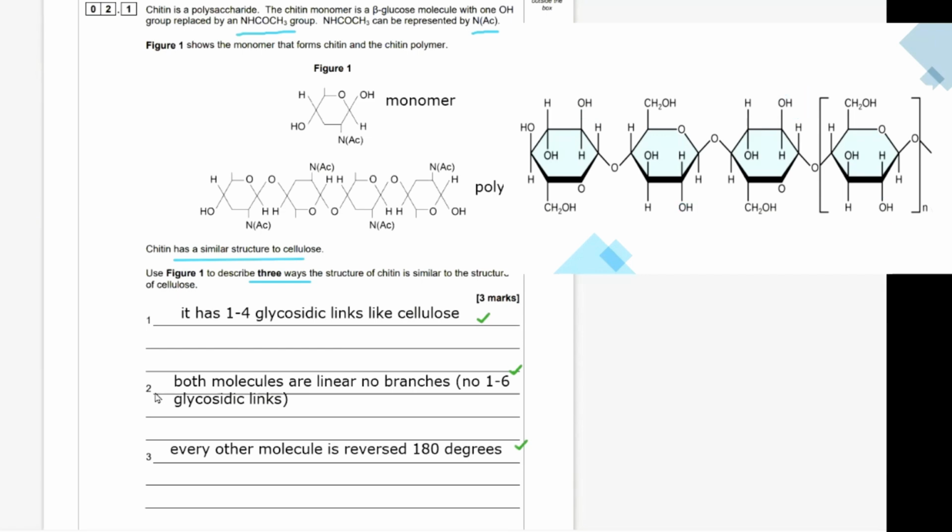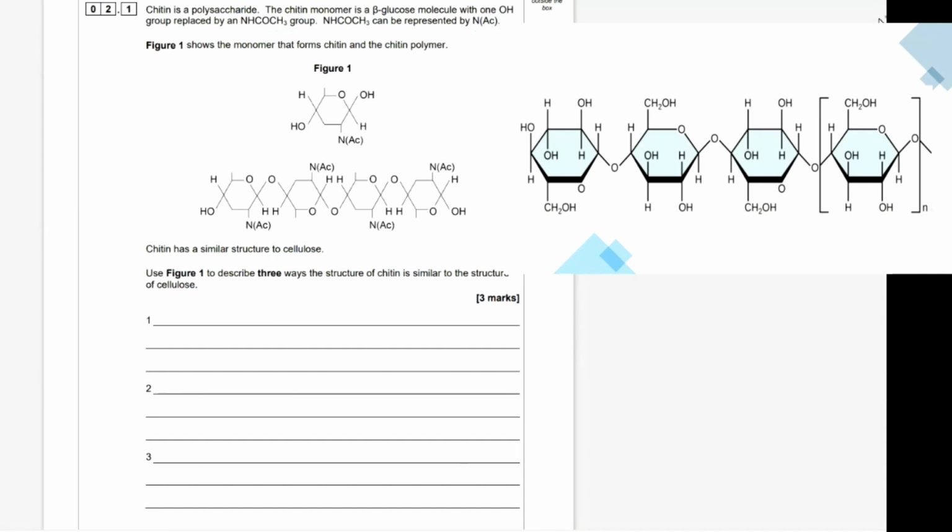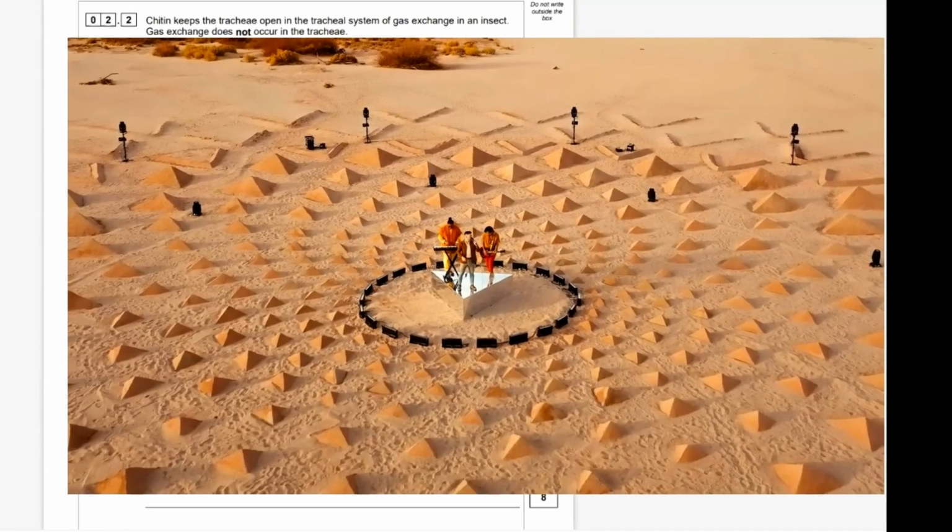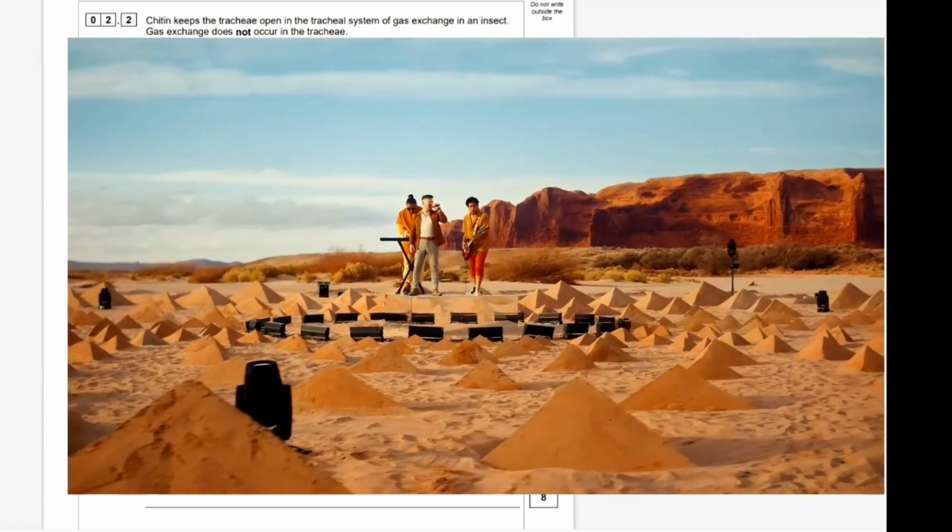It tells us in the stem of the question that chitin is made from beta glucose. You have to know off by heart that cellulose is also made of beta glucose. And here we go. Let's move on.